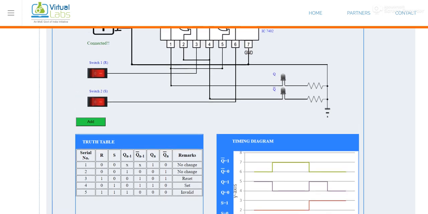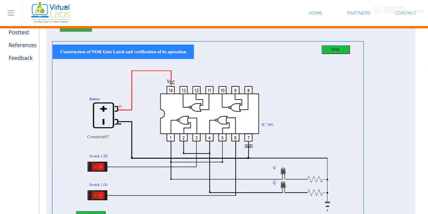So I hope with the help of this tutorial you will be able to understand the working of latch, that is NOR latch, and the possible combinations of R and S and their respective outputs Q and Q bar.